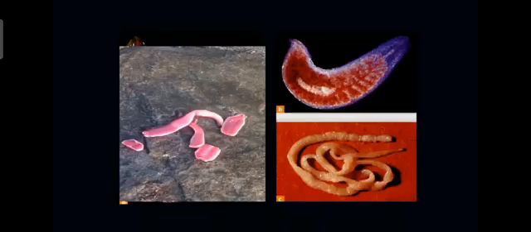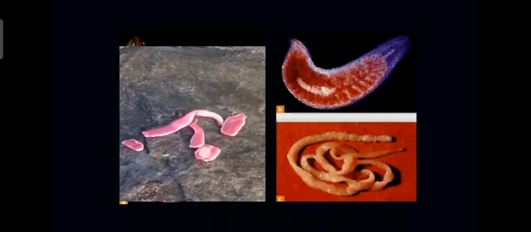In our last lecture, we have already discussed 3 phylums. Tell me, which are those phylums? Phylum Porifera, then phylum Cnidaria, which we can also call phylum Coelenterata. Then which is the third phylum? Phylum Ctenophora. Already we have discussed these 3 phylums.